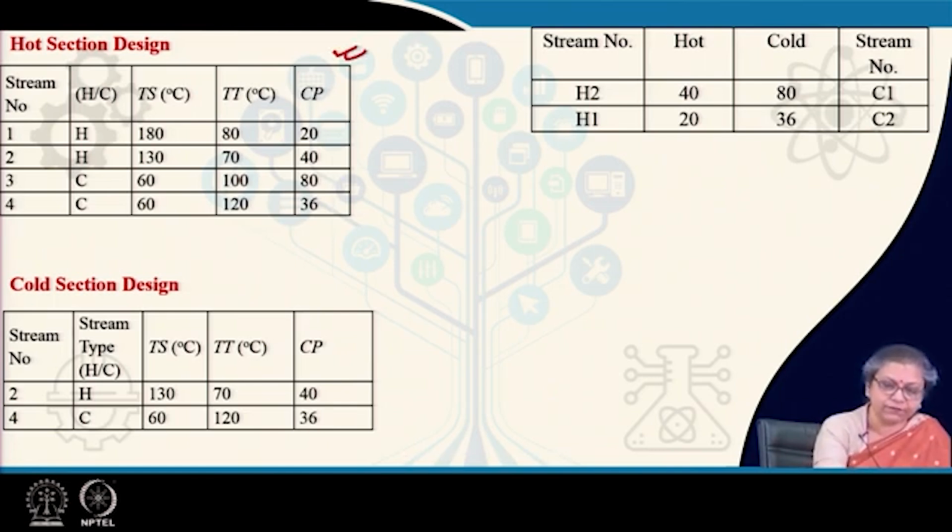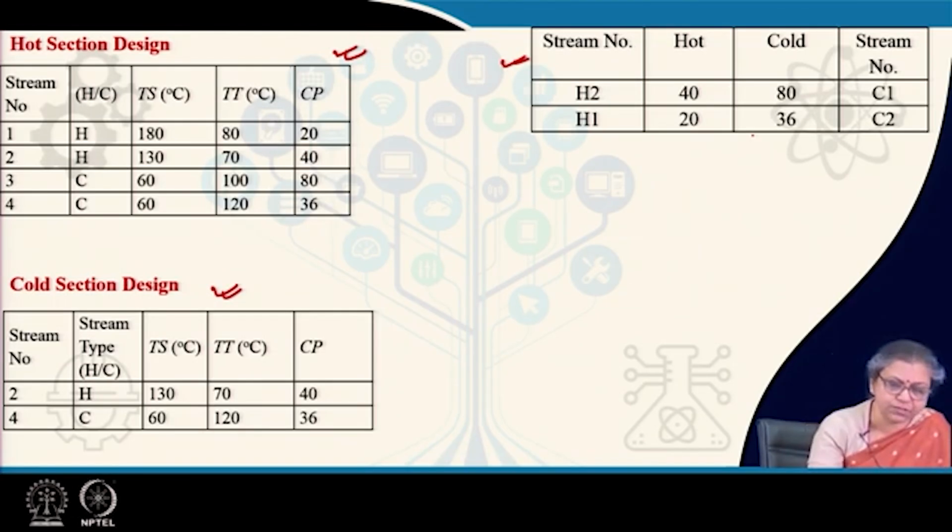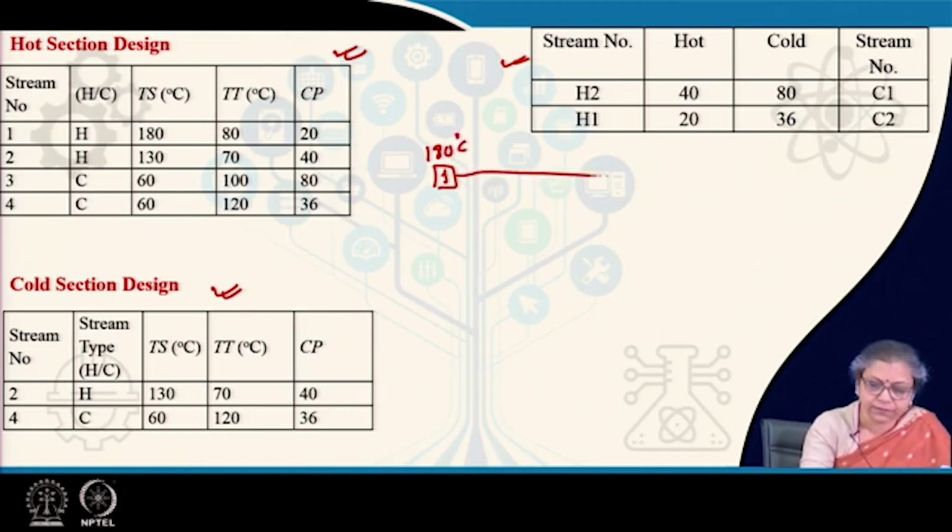For the hot section, I have done it separately, and the cold section I have done it separately. I have prepared the CP table just for the hot section, because the cold section has just two streams. Now, for this, suppose I start drawing the grid diagram. There will be stream 1. From where does it start? 180 degree centigrade. It is going to end at the pinch point.